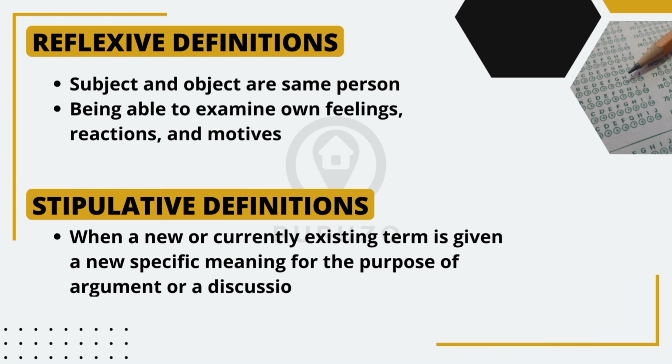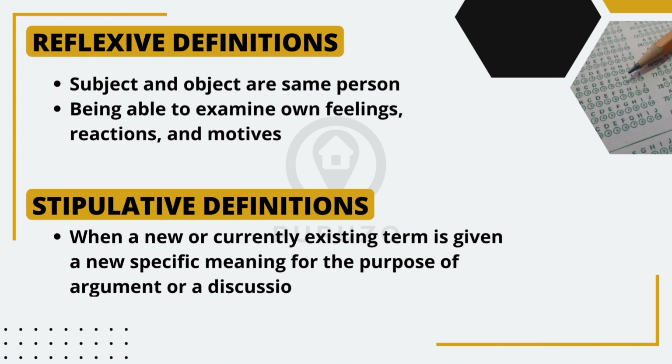Moving forward, let's explore stipulative definitions. Stipulative definitions occur when a new or existing term is given a specific meaning for the purpose of argument or discussion. These definitions are used to introduce new concepts or clarify existing ones in a particular context. They play a vital role in shaping the discourse and fostering effective communication.